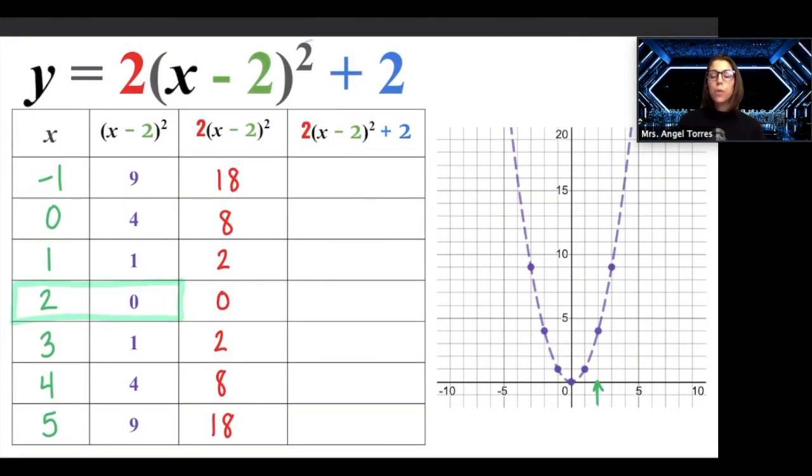So now that we're done with our stretch, we're going to add 2 to each of those outputs. 18 plus 2 is 20, 8 plus 2 is 10. So these are the final outputs for our function. But there's a lot going on in this table. So when it comes to actually graphing it, what are we expected to look at?